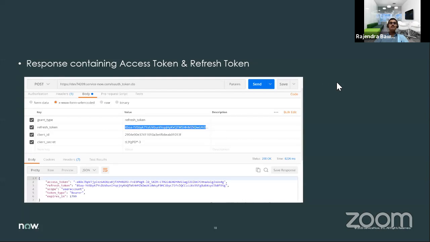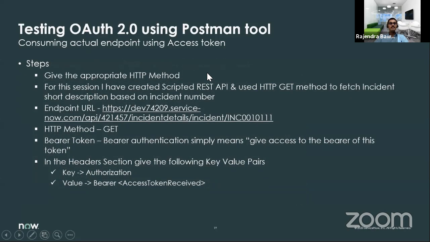Now consider you have developed an API or scripted REST API which accepts something as input, and you want to process it and send a response. You can use that access token in the actual endpoint. For the session, I have created one scripted REST API, and I have used the default HTTP GET method to fetch the incident short description based on the incident number. So the endpoint for the API will look like this. You need to send the incident number in the URL.